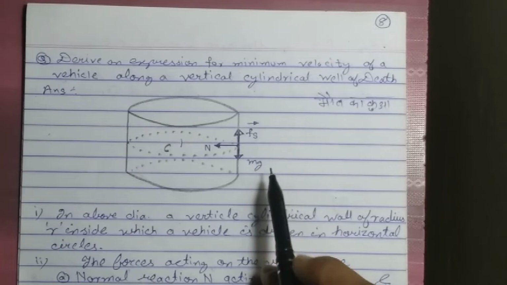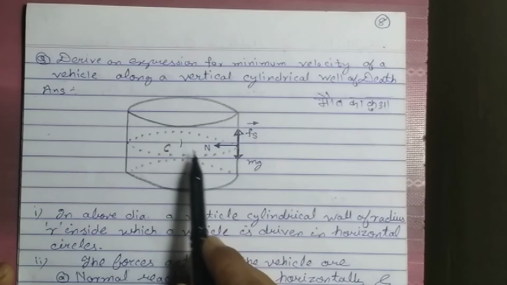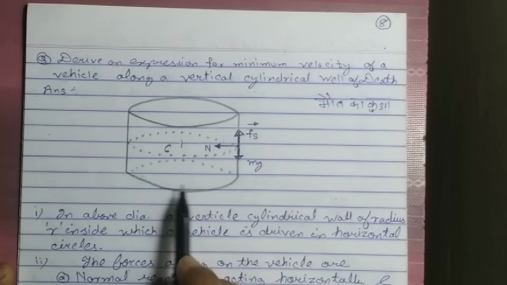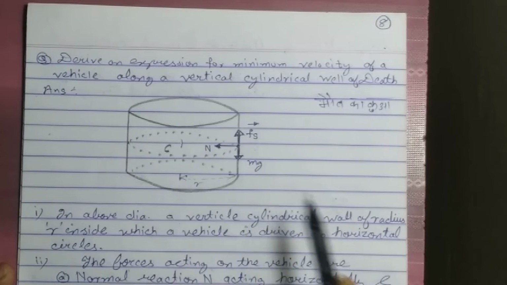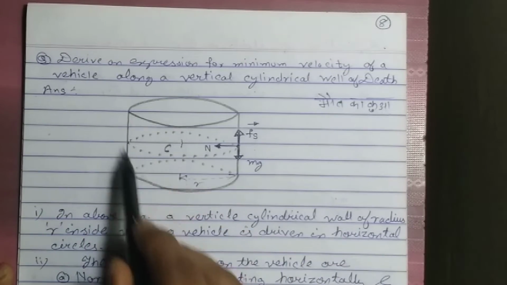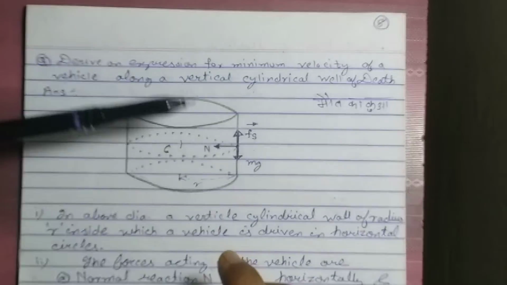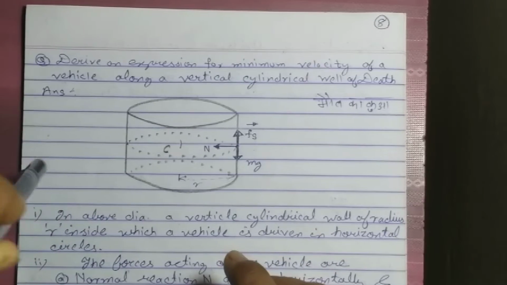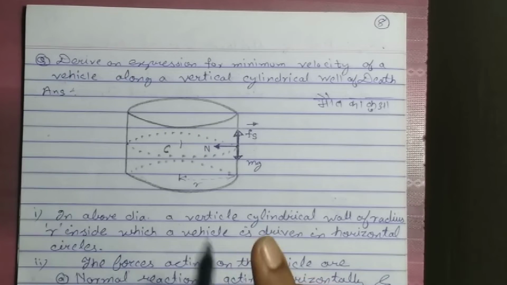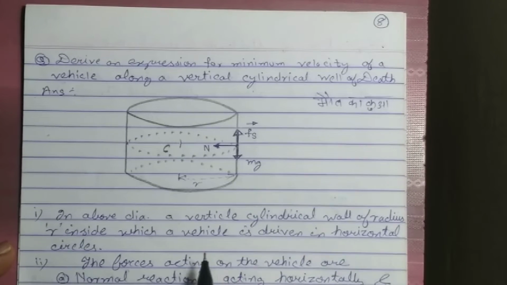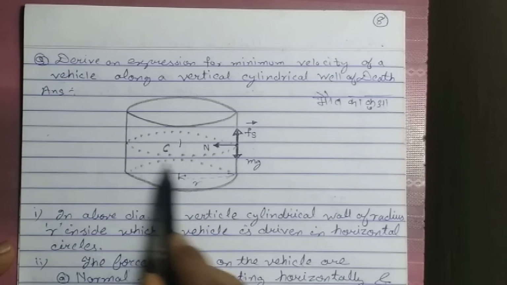Students, in this diagram, a vertical cylindrical wall of radius r. You can see the radius of a vertical cylindrical wall is smaller. Inside that vertical cylindrical wall, the vehicle will travel like this, along the vertical cylindrical wall. When the vehicle is driven in horizontal circles, you will see it's a horizontal circle, the dotted part.